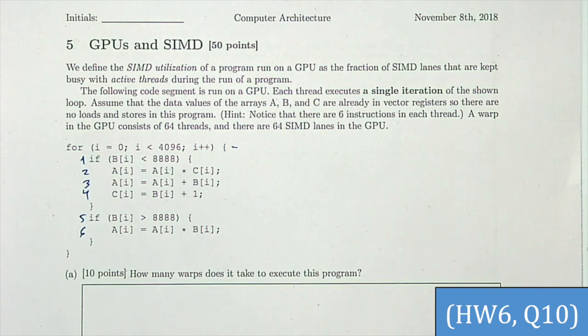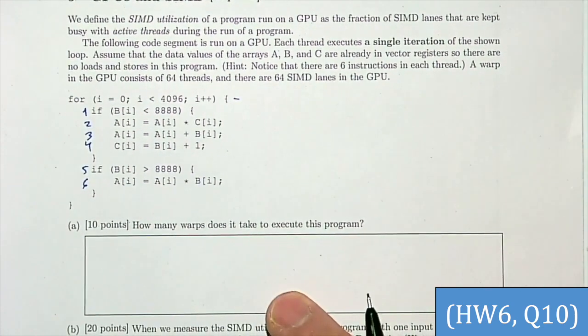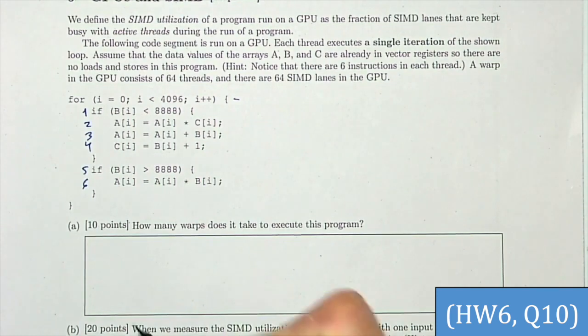So we already know what's the total number of threads that we need to execute this program, right? It's 4,096, okay? And this takes us to the first question, part A. How many warps does it take to execute this program? How many warps do we need to execute this program?